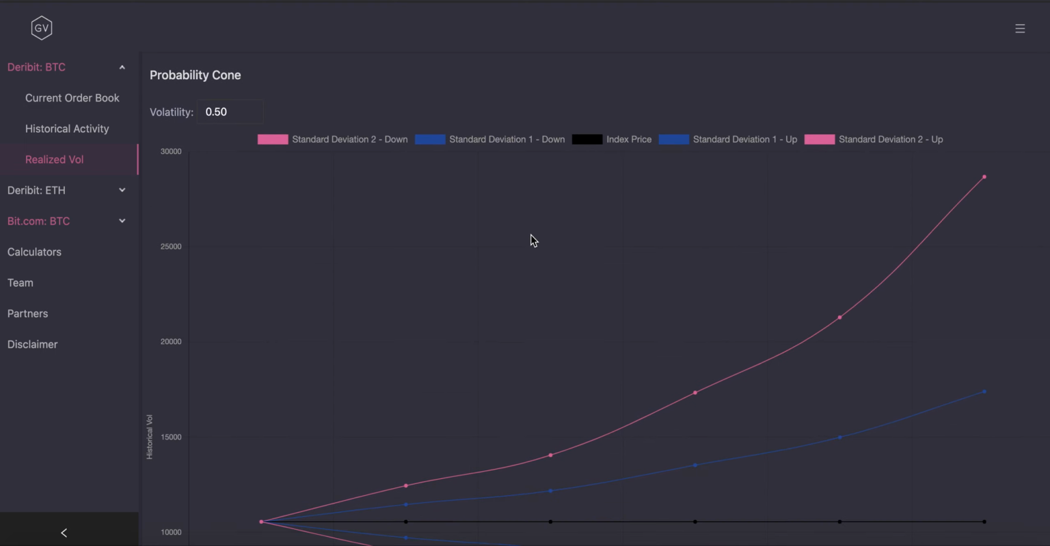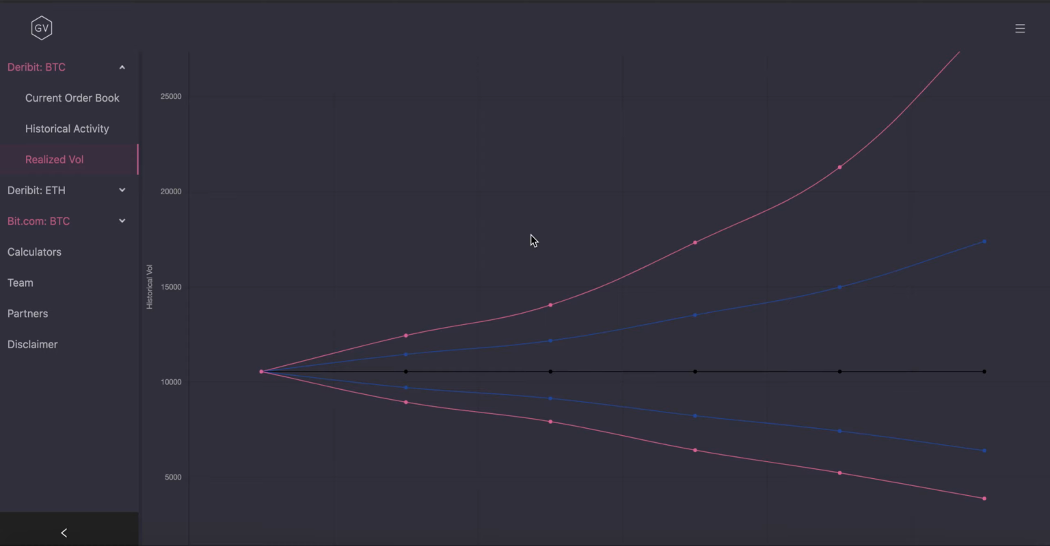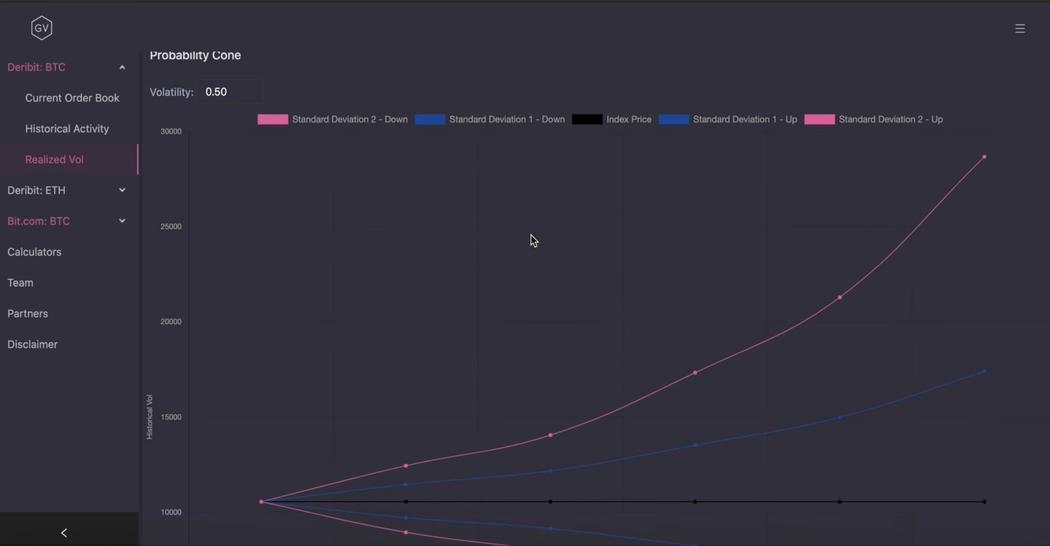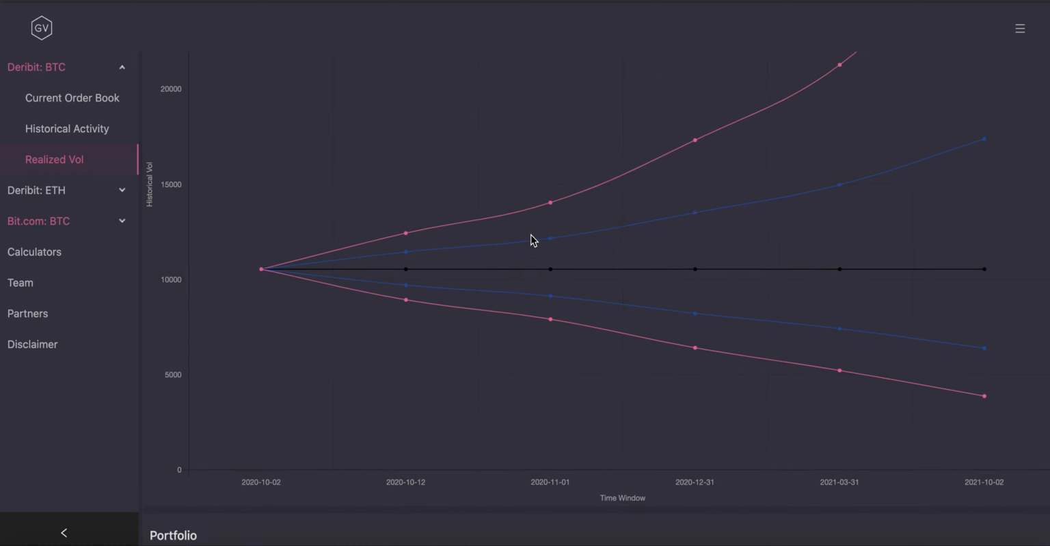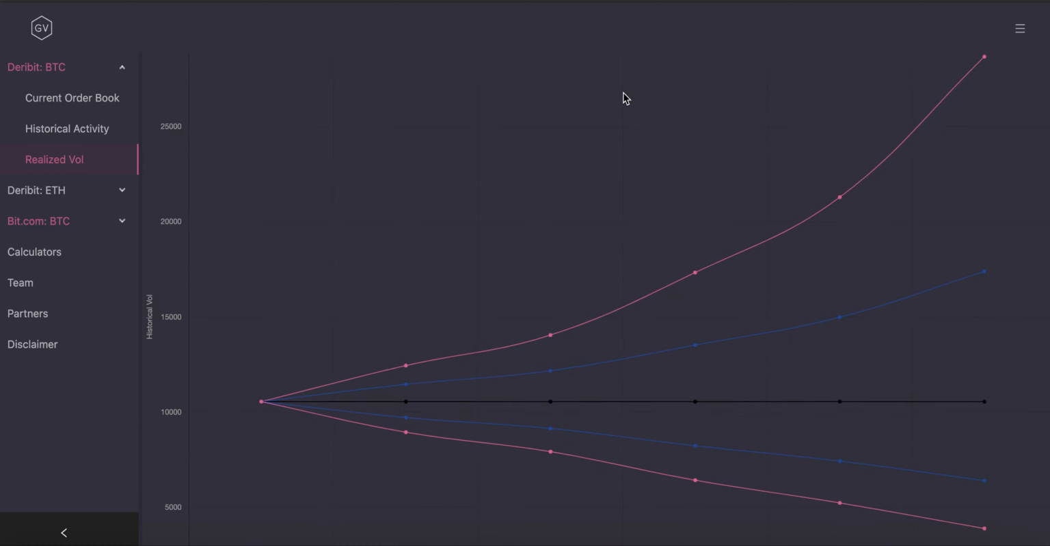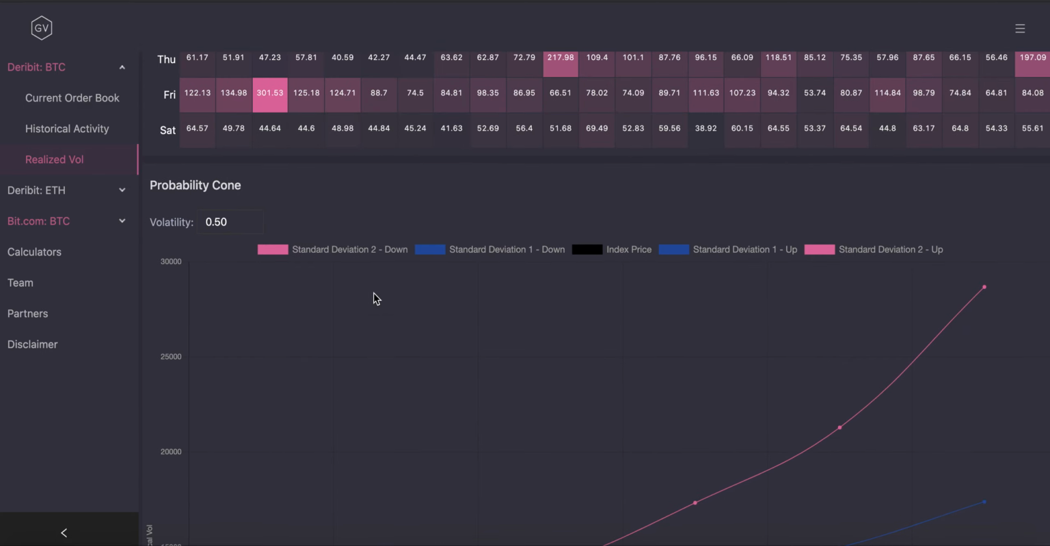Here we have a probability cone. So this is very different from a volatility cone. This is a probability cone. So what we're doing here is we have the current index price of Bitcoin. So right now, let's call it 10,550.